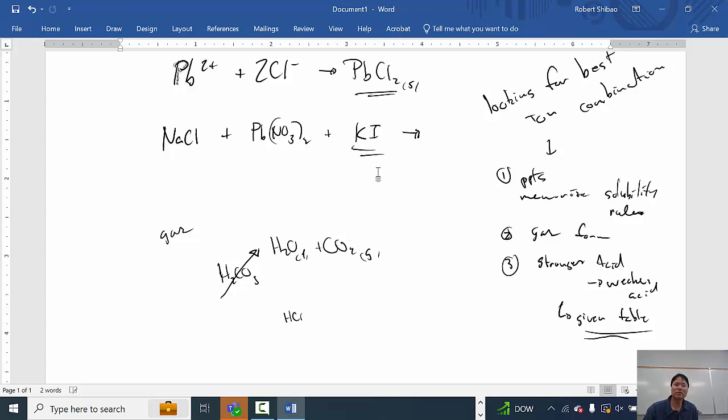So for example, the other ones were HCN. What else? H2S. What else? First thing is, do you even have these in your notes? H2SO3. H2SO3 does what? H2O and SO2. H2SO3 isn't as common.